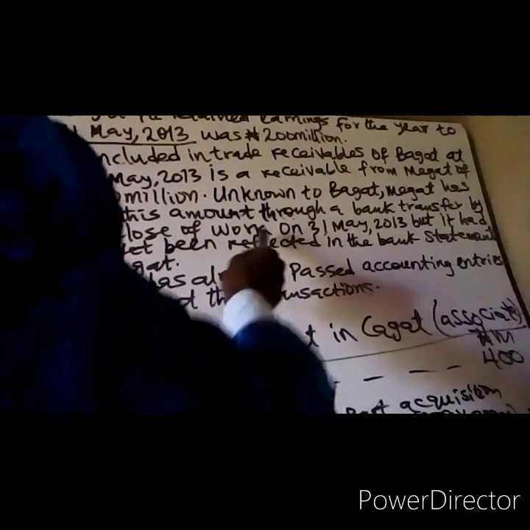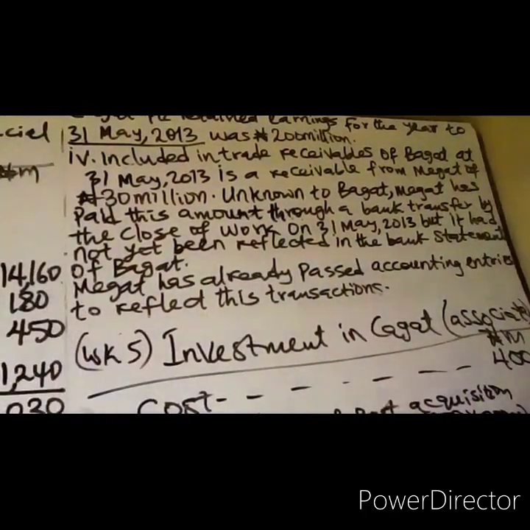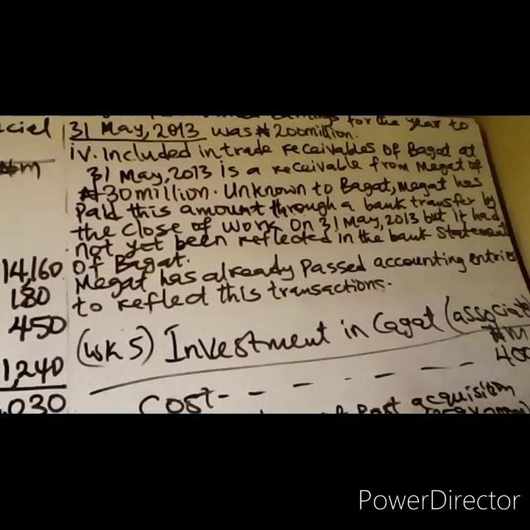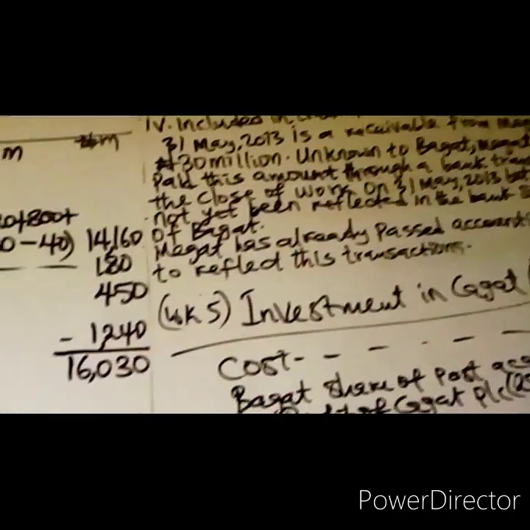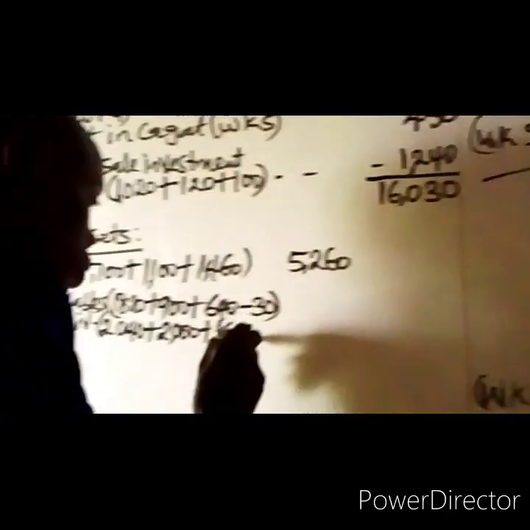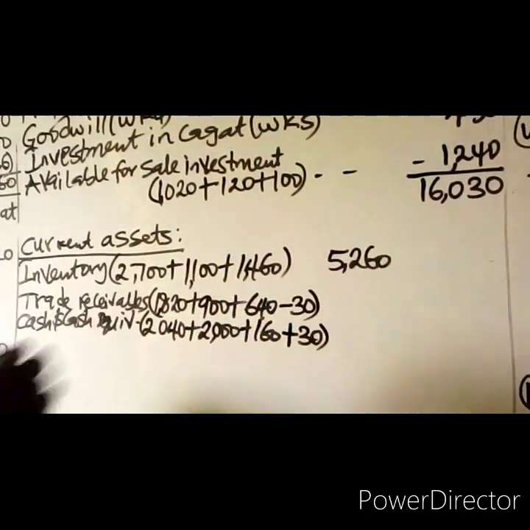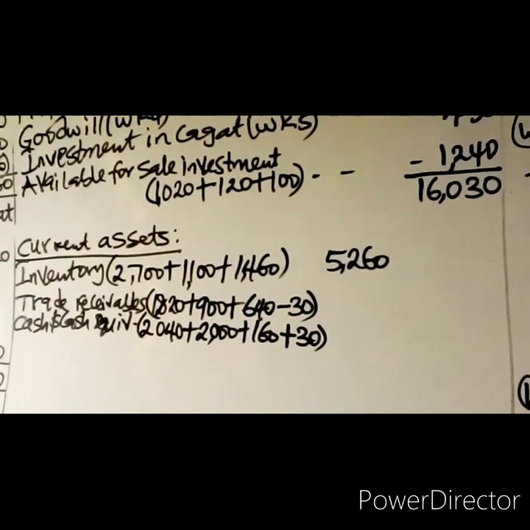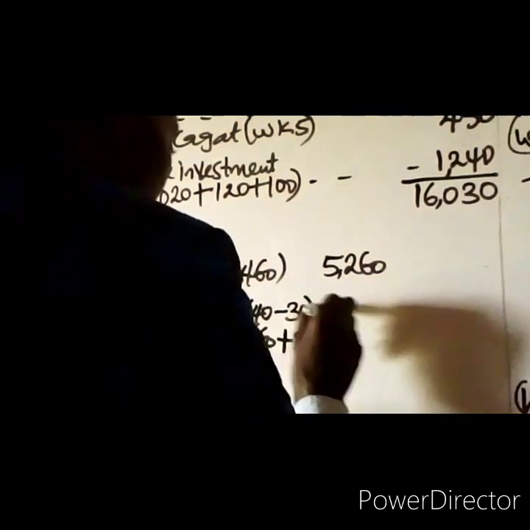It was paid through a bank transfer by the close of work on 31st May 2013, but it had not yet been reflected in the bank statement of Bagat. Megat has already passed accounting entries to reflect the transaction. Since that amount has been settled but not yet in the bank statement, you are going to add it to the cash and cash equivalents. So you have 1,820 plus 900 plus 640 minus 30. That will give us 3,330.